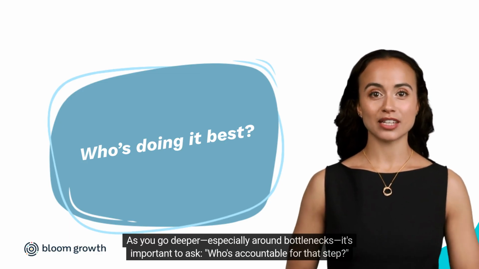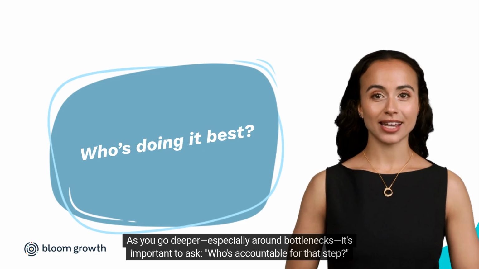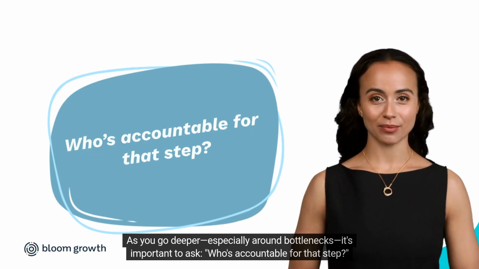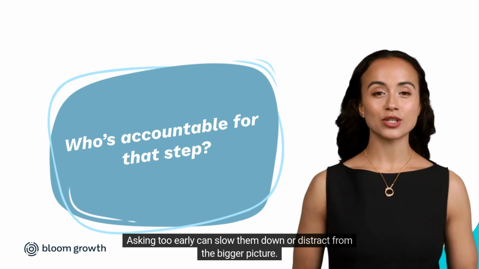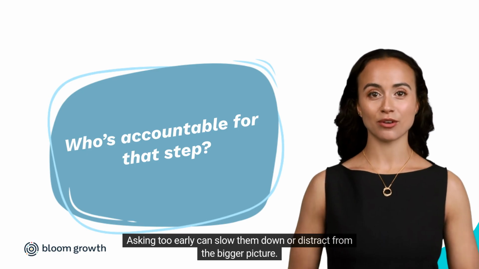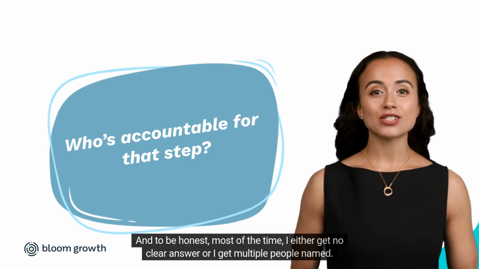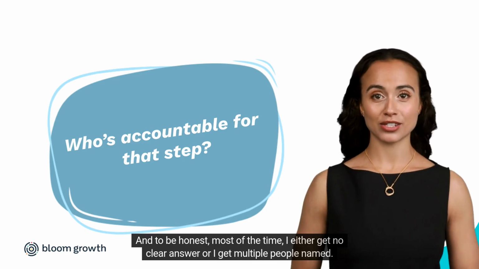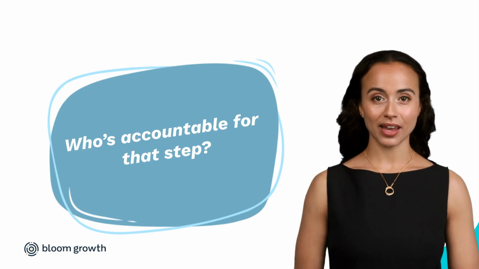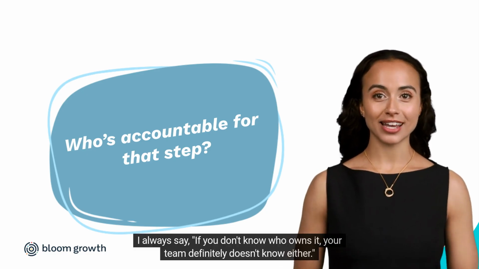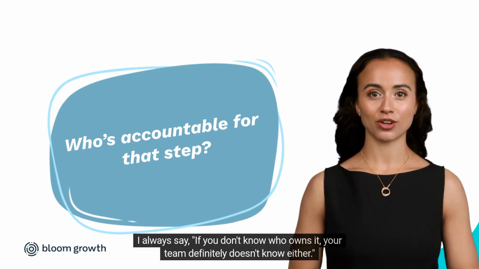As you go deeper, especially around bottlenecks, it's important to ask, who's accountable for that step? I usually wait until after the mapping is done to ask that. Asking too early can slow them down or distract from the bigger picture. And to be honest, most of the time I either get no clear answer or I get multiple people named. That in itself is a red flag. I always say, if you don't know who owns it, your team definitely doesn't know either.